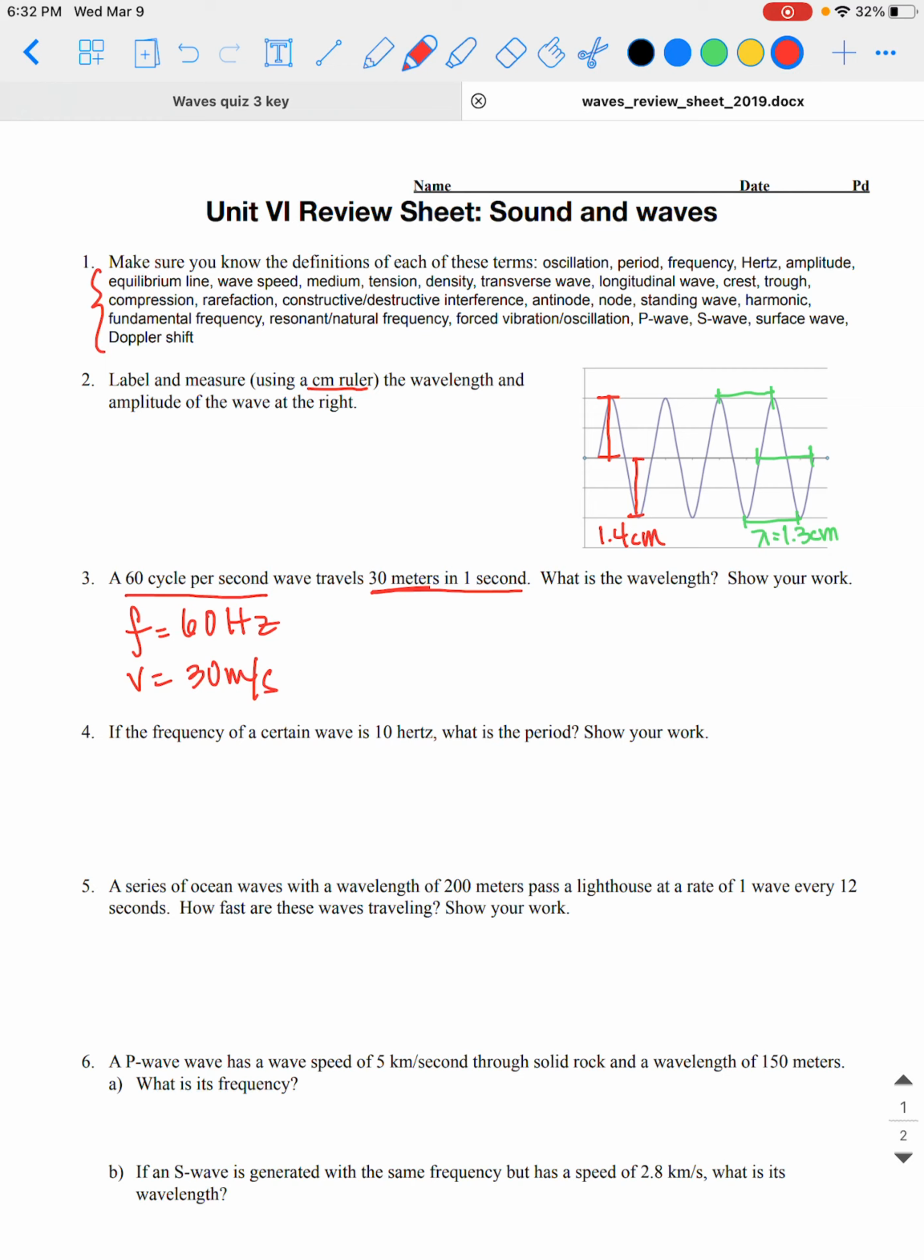Now we have to find the wavelength. I'm writing out my givens, and my equation using all these variables is velocity equals wavelength times frequency, which therefore means that wavelength is equal to velocity divided by frequency, and that's 30 meters per second divided by 60 hertz. That's going to give us 1/2. And I know hertz doesn't seem to cancel out, but hertz is really 1/seconds, which ends up canceling the seconds in the numerator, so you end up with 1/2 meter.